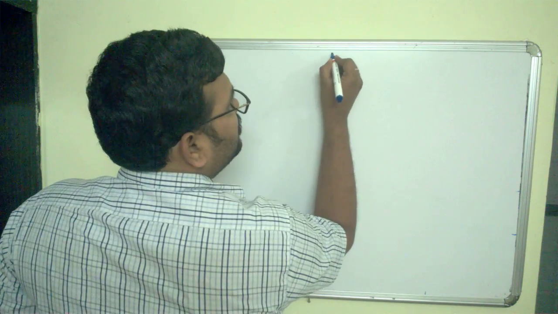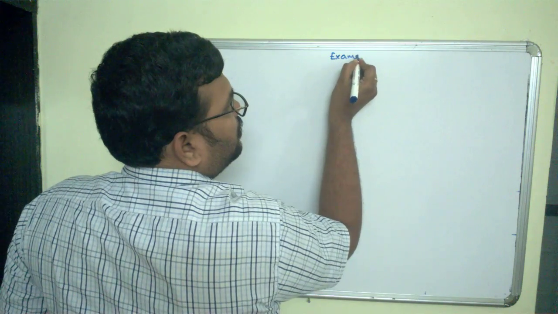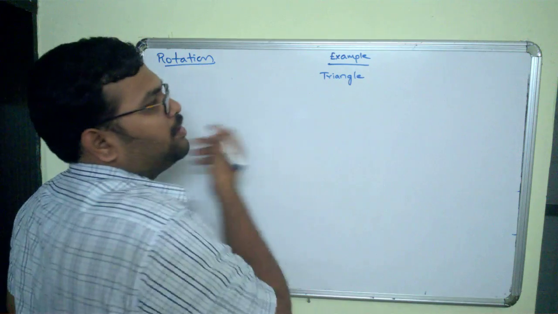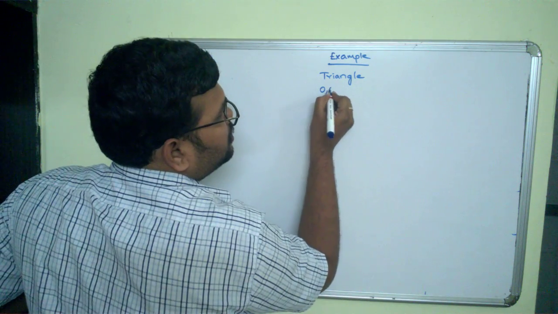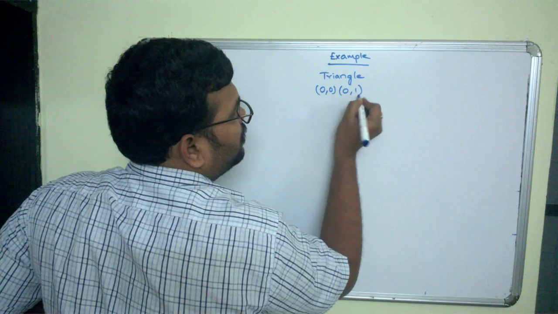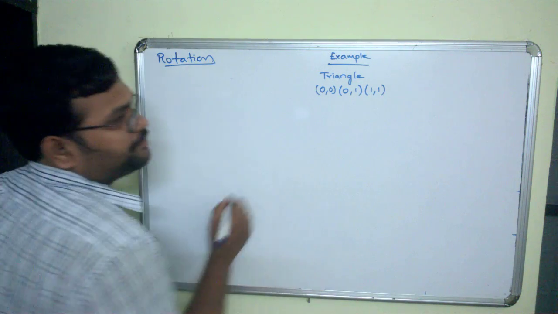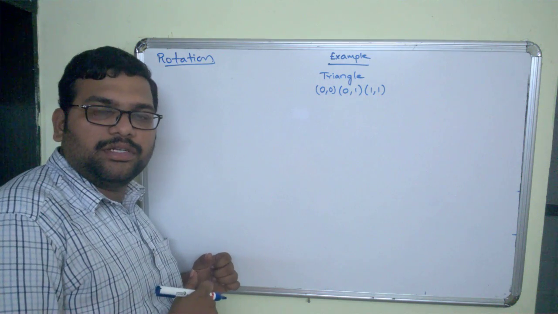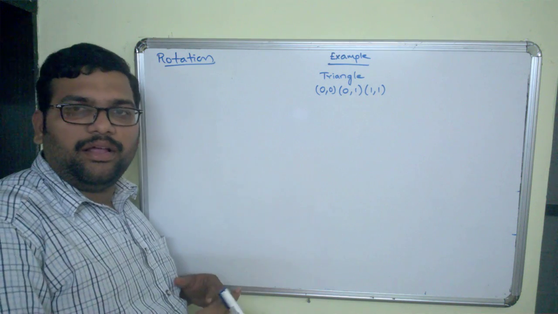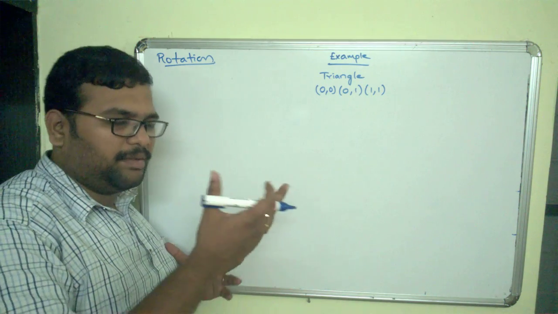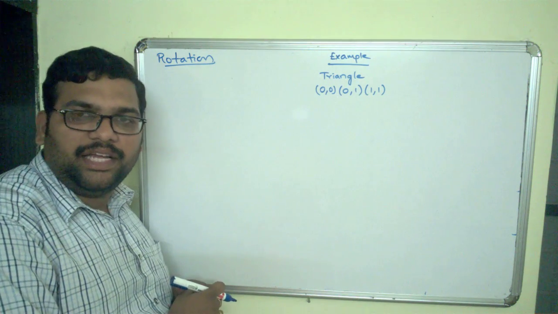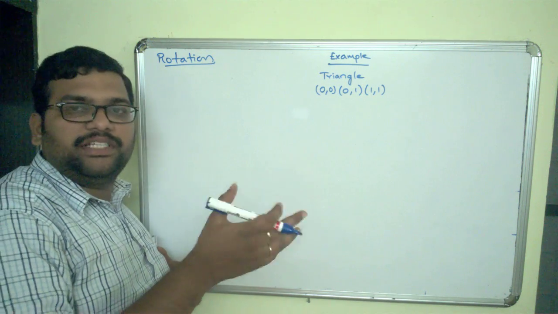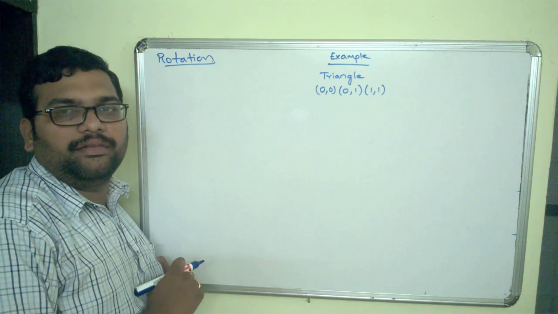Let us consider a triangle here with the vertices 0, 0, 0, 1, 1, 1. Why have I taken this triangle? Because if you rotate the square, we can't see the change. If you take the triangle, we can easily observe the change when we rotate it.